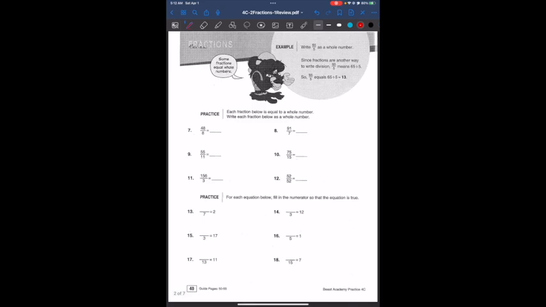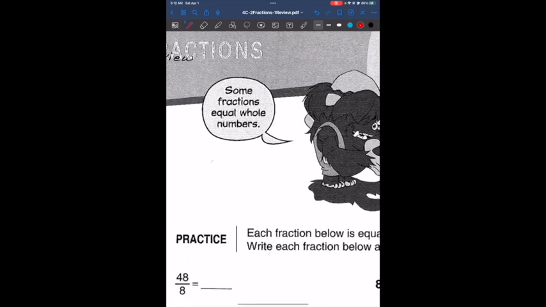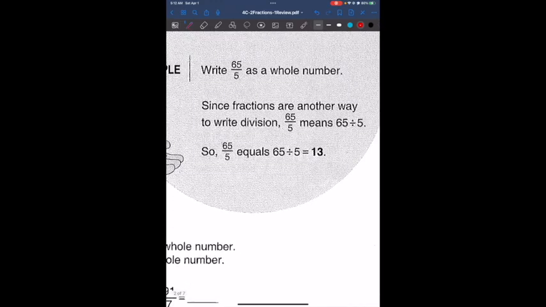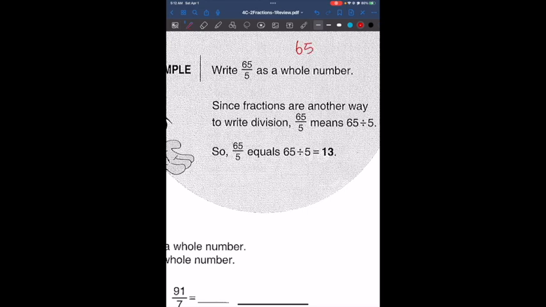Now we're going to move on to the next page. And so some fractions equal whole numbers. And so it says write 65/5 as a whole number. Since fractions are a way of dividing, this is basically the same thing as dividing 65 by 5, and that's going to give us 13. And so 65/5 can be written as 13.